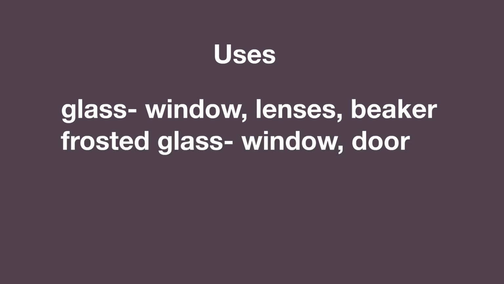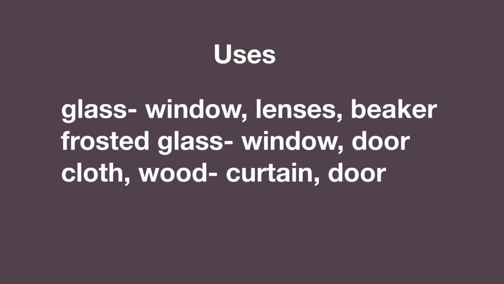Translucent objects like frosted glass are used as window panes or even as doors to allow partial light to enter into the room. Curtains and wooden doors or steel doors are opaque and they block light from entering inside.